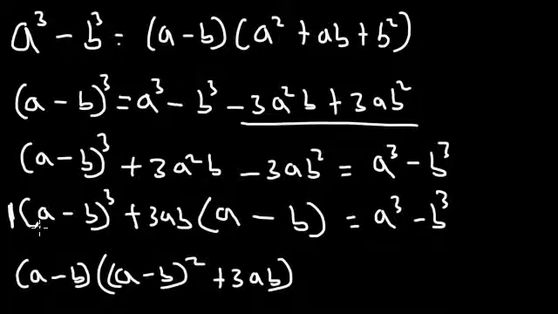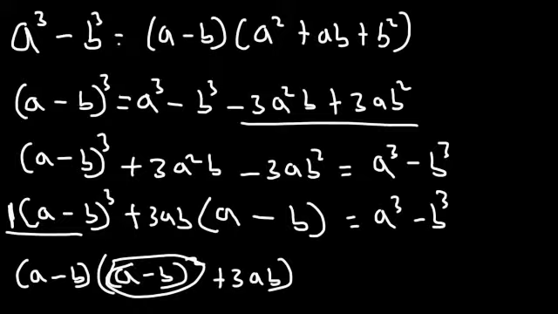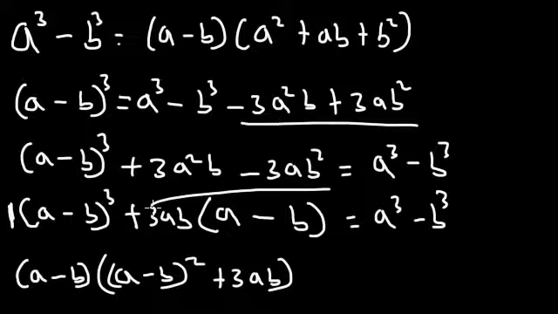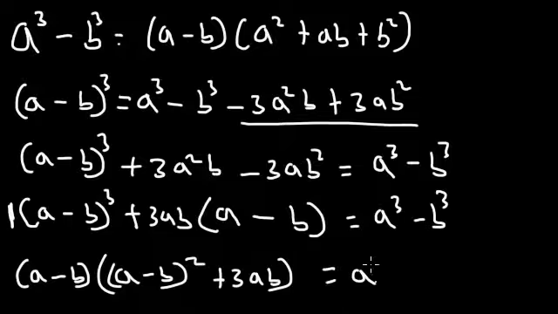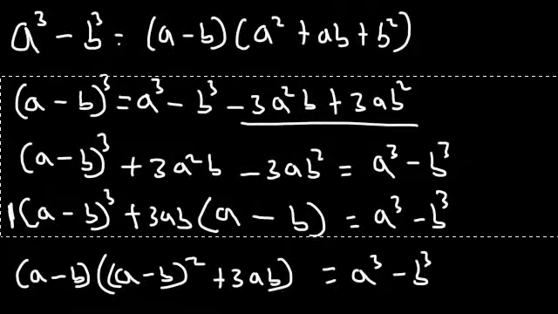Okay, so we took out the common GCF, which is a − b. Taking a − b from this term, we'll be left with just (a − b)², which is what we have written down here. And for the other term, we will be left with just 3ab because we have taken a − b away from it. And don't forget, this is equal to a³ − b³. Since we're out of space, let's get it on stops.